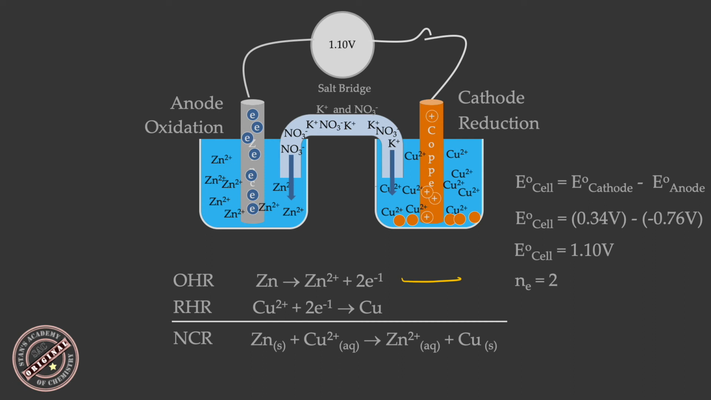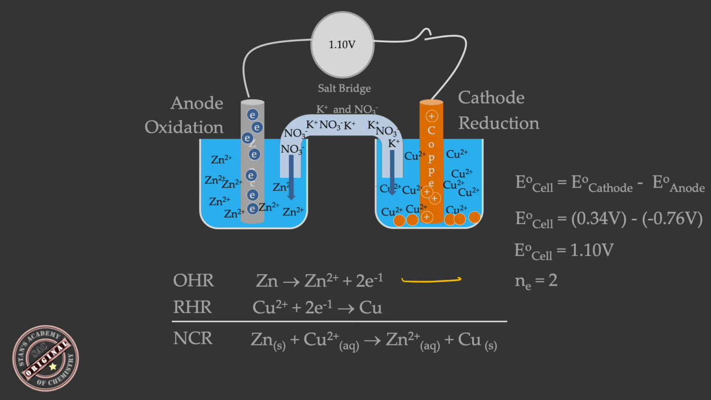Now we add the two equations and cancel out the common terms, which is the 2 electrons, also referred to as Ne, the number of moles of electrons transferred in the balanced equation. So the net cell reaction would be a net ionic equation for the single displacement reaction that you've seen: Zn plus Cu2+ gives you Zn2+ plus Cu.